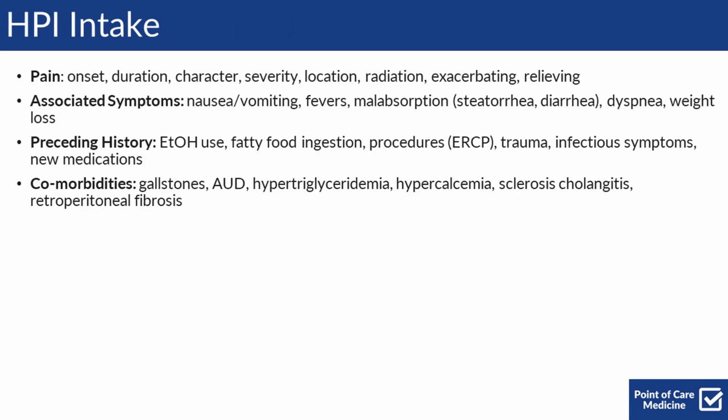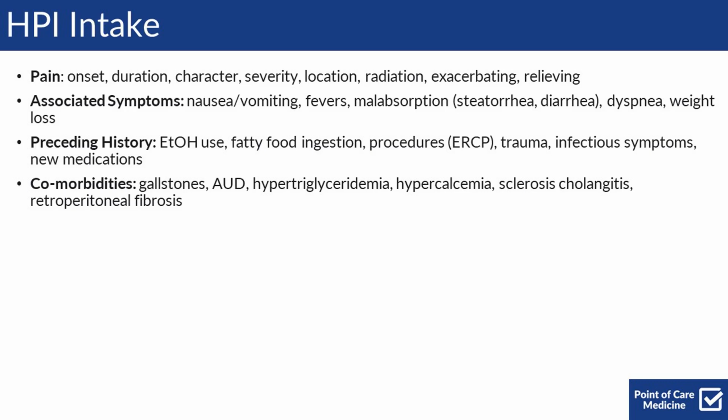When you see the patient, for your HPI intake, ask them about their pain: the onset, duration, character, severity, location, radiation, and exacerbating or relieving factors. Also ask about any associated symptoms, including nausea and vomiting, fevers, malabsorption, such as steatorrhea and diarrhea, dyspnea, and weight loss. Ask about the preceding history, including alcohol use, fatty food ingestion, a procedure such as an ERCP, trauma to the abdomen, infectious symptoms, or any new medications.